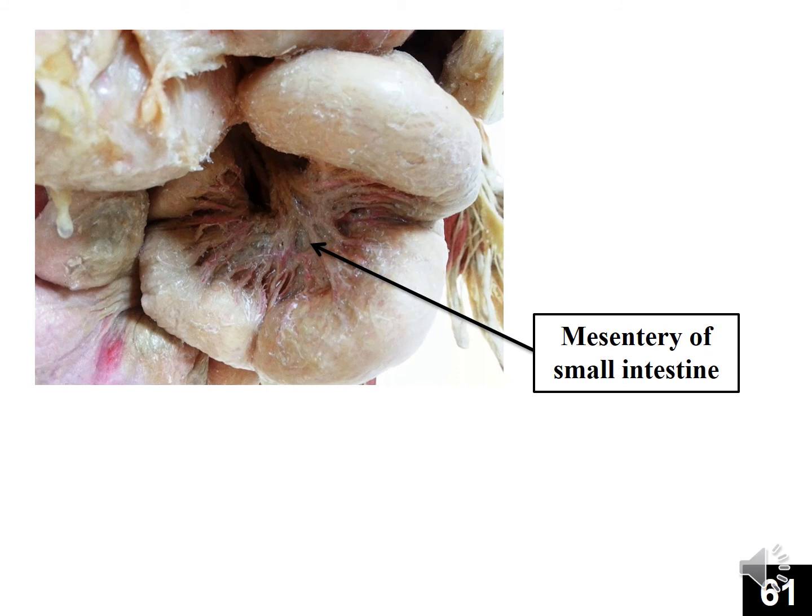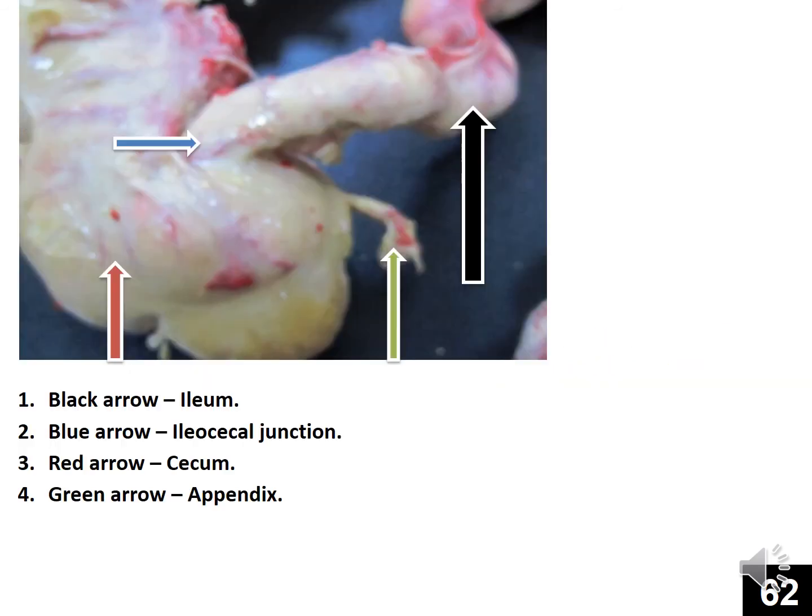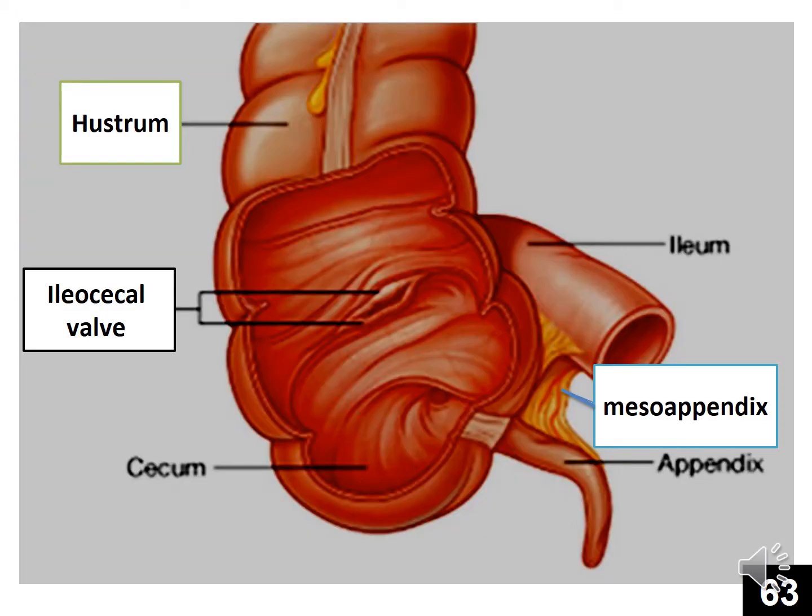Here this is the mesentery of the small intestine, marked with the black arrow. Now here in green is the appendix, the red is the cecum, and the blue is the ileocecal junction, and in black is the terminal part of the ileum. Here you can see the appendix and you can see the mesoappendix.